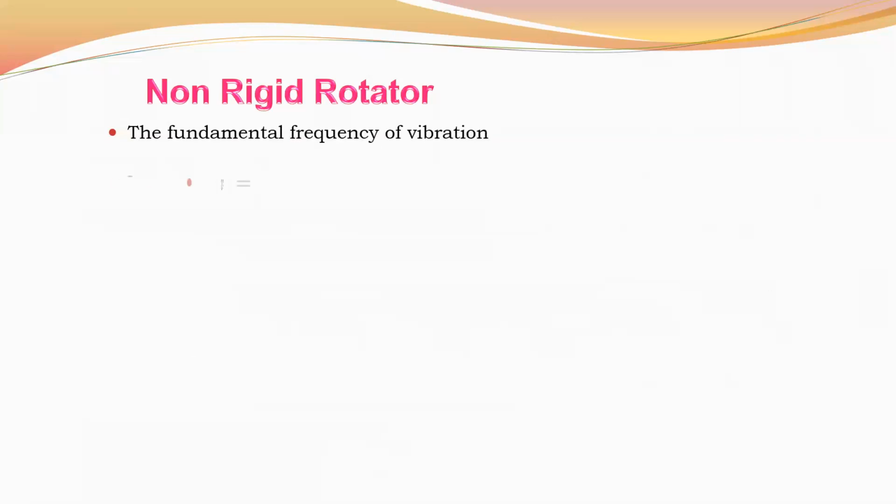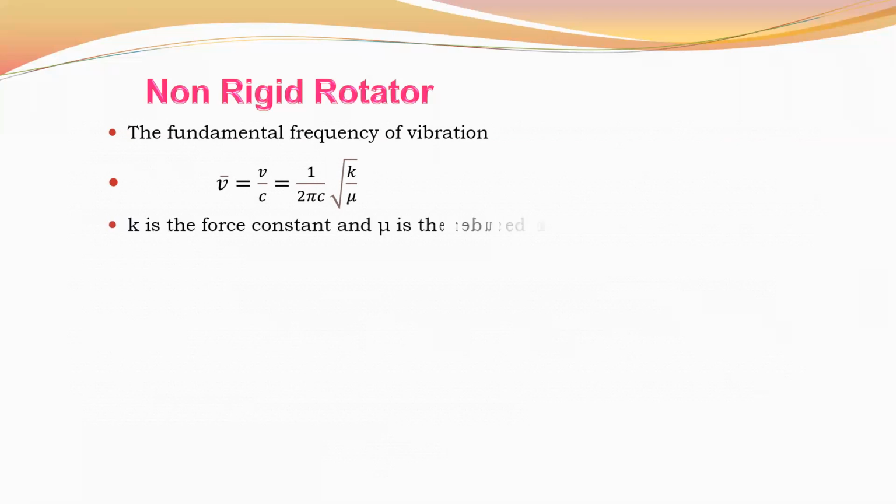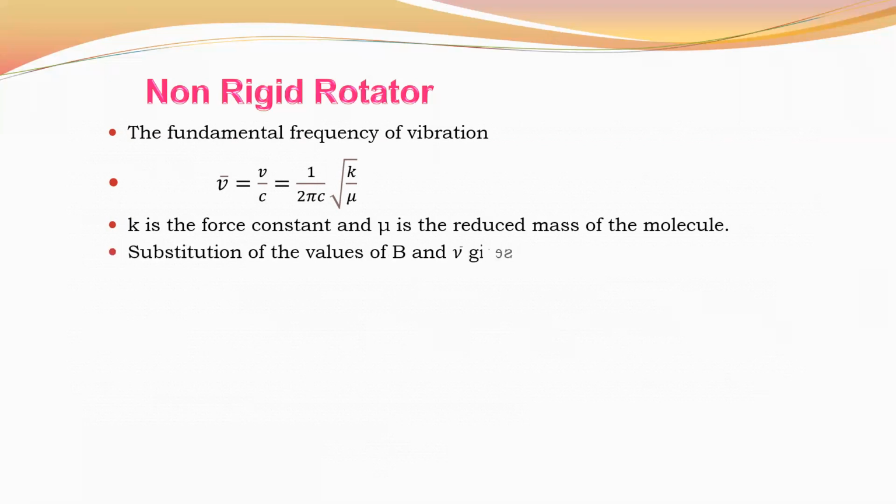So the fundamental frequency of the vibration is given by nu bar is equal to nu by c, that is equal to 1 divided by 2 pi c root of k by mu, where k is the force constant and mu is the reduced mass of the molecule. Substitution of the values of B and nu bar gives D is equal to h cube divided by 32 pi raised to 4 I square r square kc.